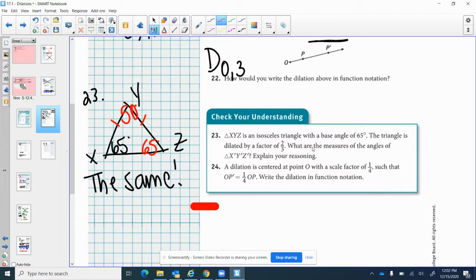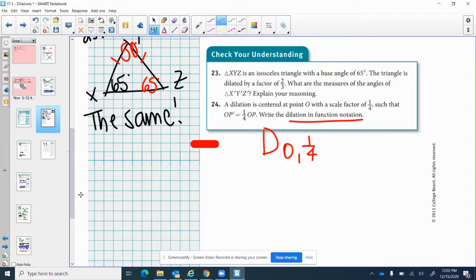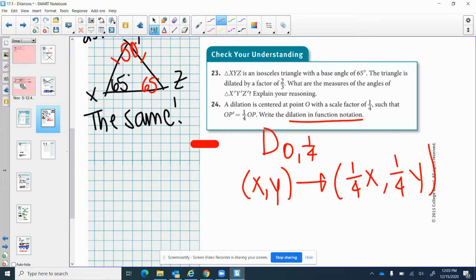And again, if we're going to write, when it comes to function notation, the two notations, we would say one way we could write this is a dilation around the origin by our scale factor of 1/4, or in the other notation, that would look like this again, where you're multiplying by that value.